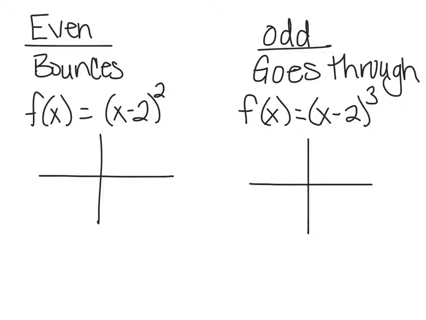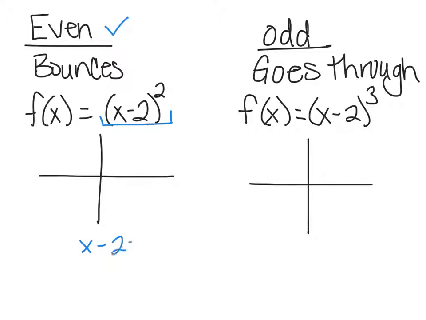Multiplicity is when a zero happens more than one time. If it's an even multiplicity, it's going to bounce off the axis and go forward. If it's an odd multiplicity, it's going to go through. So let's look at this first one here.